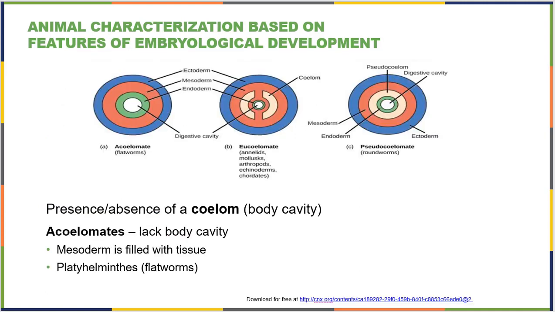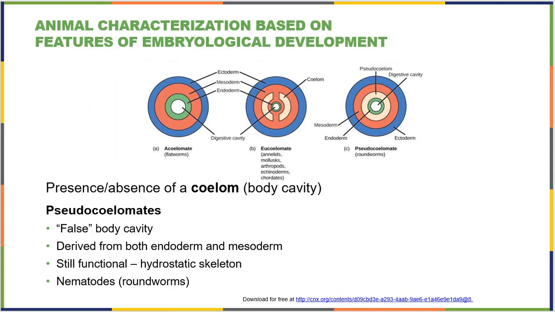So for acoelomates, they don't have a defined body cavity. The mesoderm, rather than being any sort of defined organ, is just kind of chunky tissue. Phylum Platyhelminthes is how you say that fun word, the flatworms. They're excellent examples of acoelomates. If you touch them, they feel like very firm animals, but they don't have defined visceral organs. They're just filled with tissue. So they're acoelomates.